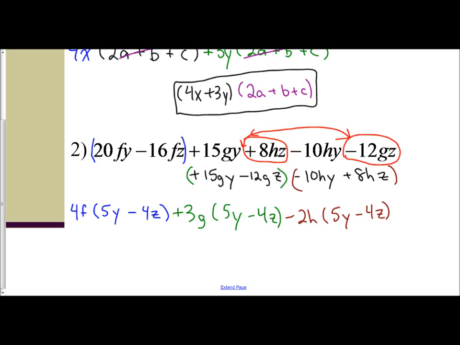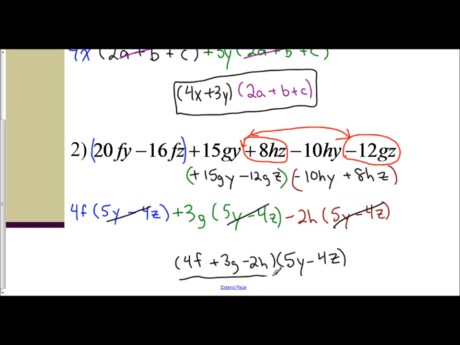And now we notice our parentheses are all the same. I have 5y minus 4z, 5y minus 4z, 5y minus 4z. So I can factor that out and then look at what remains. I have 4f plus 3g minus 2h. And there is my factored polynomial.